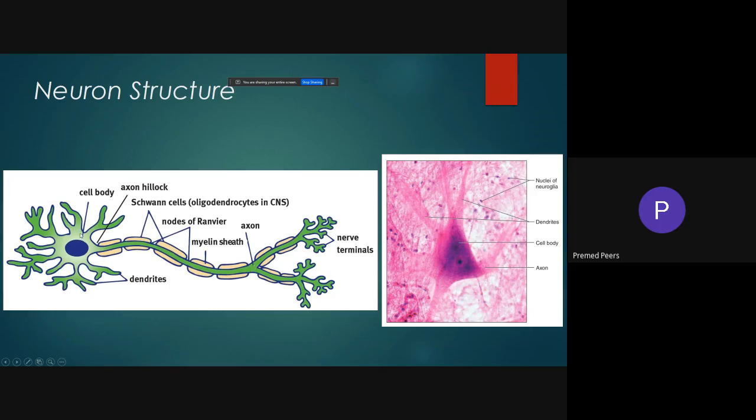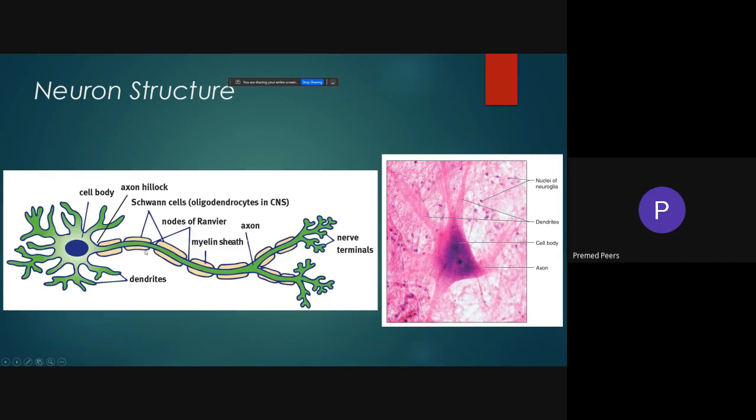The cell body has the nucleus, just like any other cell. You'll hear that called the soma. The axon hillock is right at the beginning of the axon, between the cell body and the axon, and that is where action potentials begin, as we'll see.